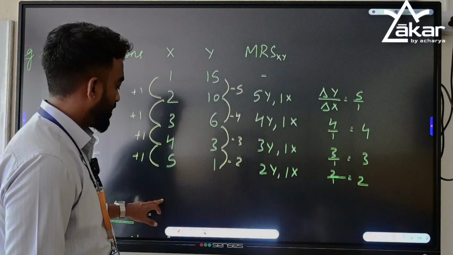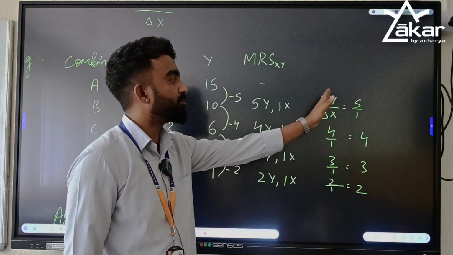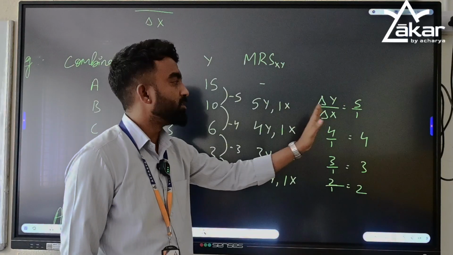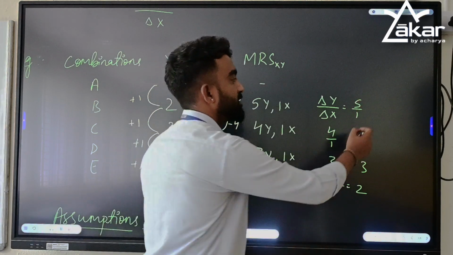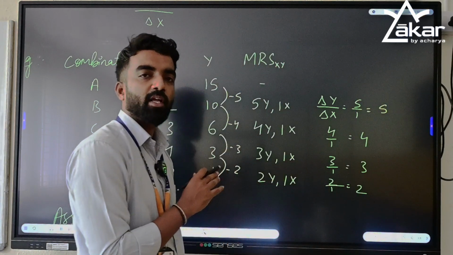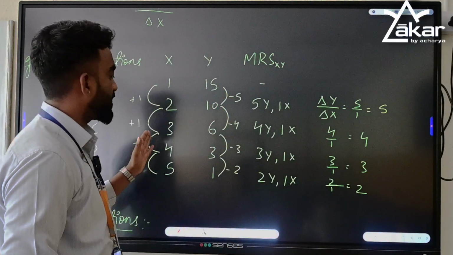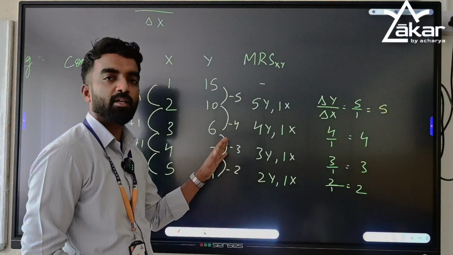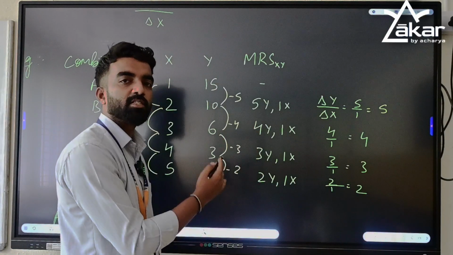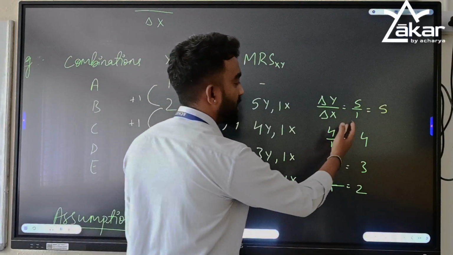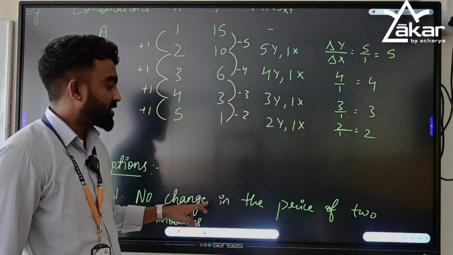Before that, by applying the formula, we can see change in y divided by change in x, which you are willing to sacrifice, which you are willing to gain. So to gain one x, you are willing to sacrifice 5. This means the marginal rate of substitution for x of y is 5. And 4, when you are trying to increase x from 2 to 3, you are willing to sacrifice only 4 units of y. This has reduced. Why? Because of diminishing marginal rate of substitution. Similarly, it goes on decreasing. Why? Because of the law of diminishing marginal utility.